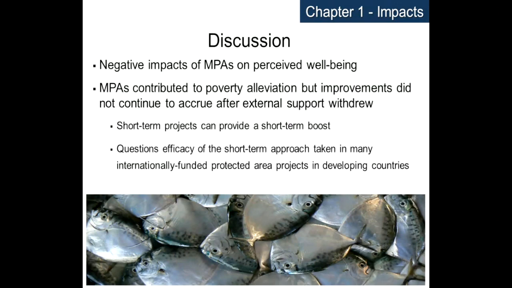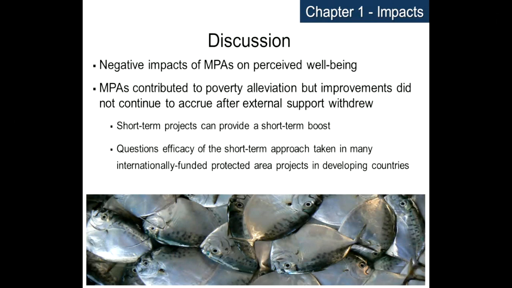Moving on to this second key result, the MPAs appeared to contribute to poverty alleviation during the implementation period, but these improvements didn't seem to continue to accrue post-implementation when external support withdrew. This finding suggests that short-term approaches such as this, which was 5 years in implementation, can provide a short-term boost to the system, but are insufficient to catalyse ongoing activities and continual accruement of benefits.